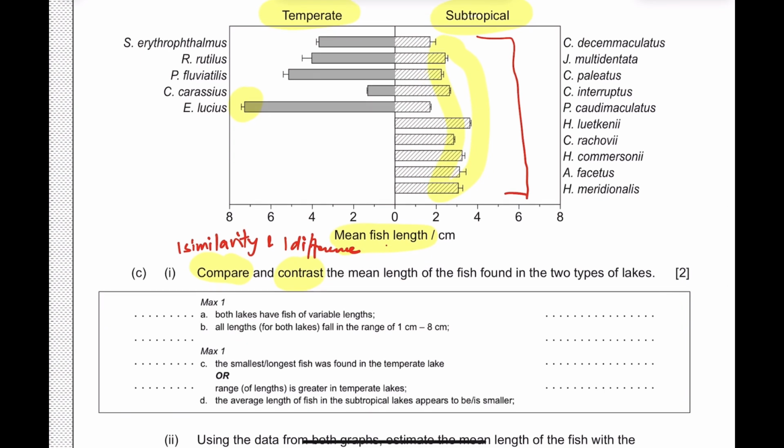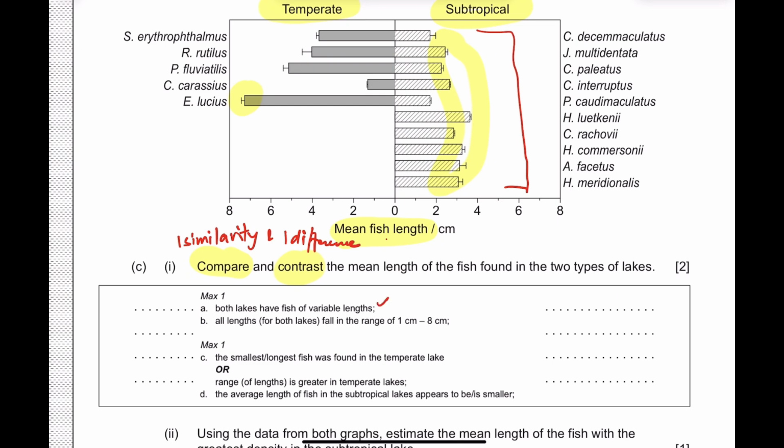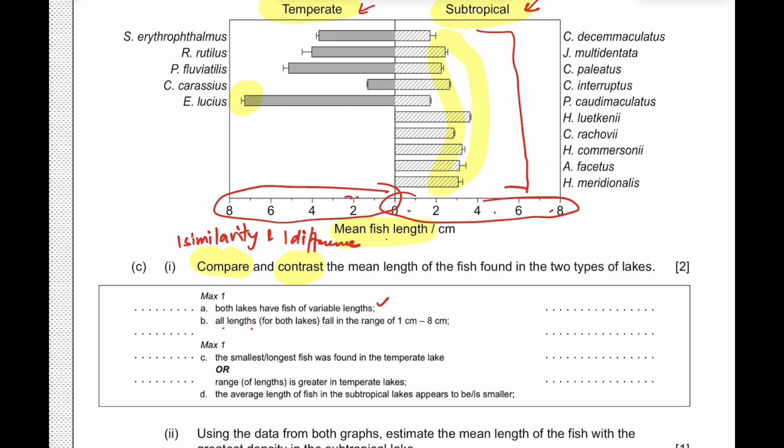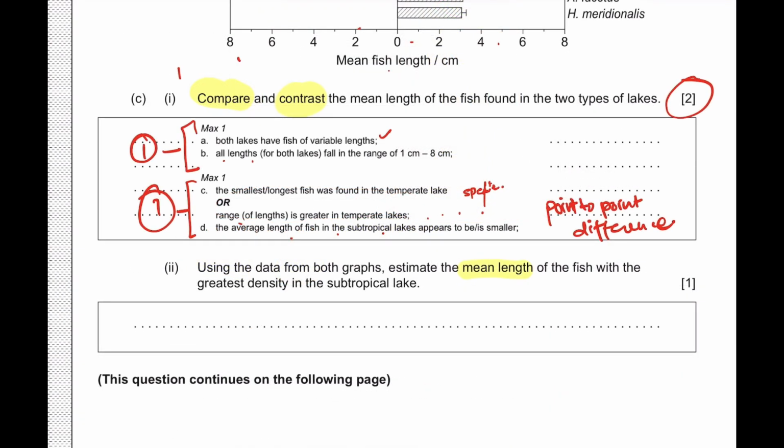So both lakes have fish with different lengths. It is also 0 to 8, this is also 0 to 8. This becomes a similarity. Now when you are writing down a difference, do not leave your answers incomplete. For example, the smallest fish was found in temperate, while this you have, because you're comparing with subtropical, it is good to give the specific smallest fish, and the range is greater in the temperate lake compared to the subtropical. The average length of fish in subtropical appears to be... estimate the mean length of fish with greatest density.